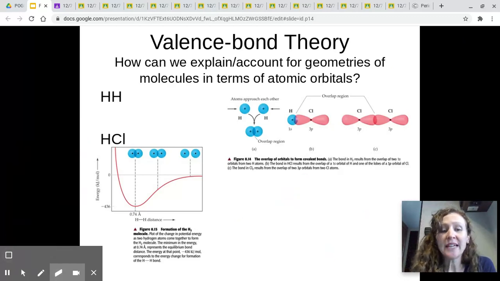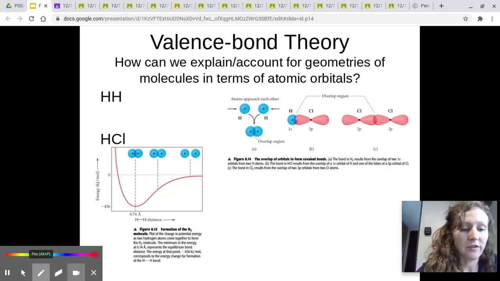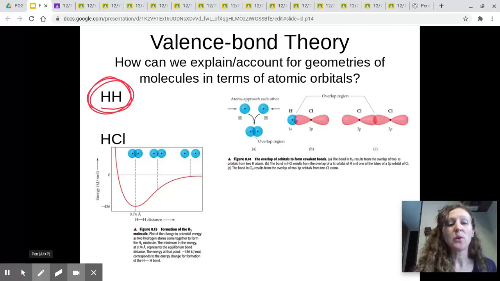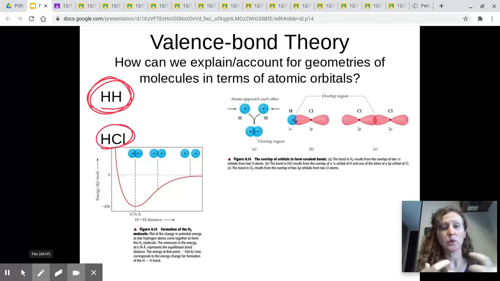All right, so, valence bond orbitals. We start with this idea of bonding in a hydrogen model. We're going to look at two different models and compare them. What does this look like when hydrogen bonds with hydrogen? What does this look like when hydrogen bonds with chlorine? So let's start with hydrogen bonding with hydrogen.